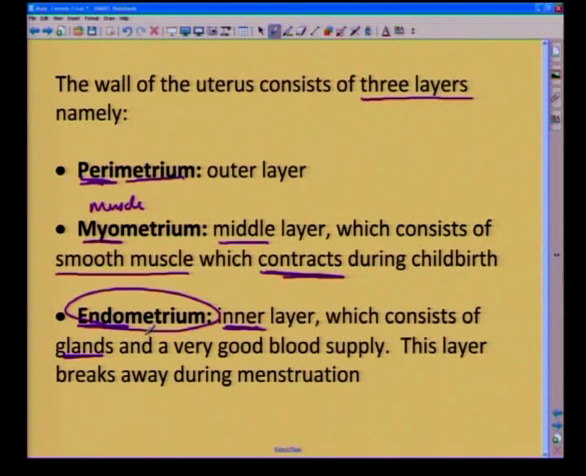Now the body works at building a new lining, just in case an egg cell is fertilized and we have a new little diploid zygote that's going to want to find a nice, warm, protected place to start growing. If fertilization doesn't occur, the lining tears away, and so the cycle occurs. It's this endometrium that is going to be tearing away.